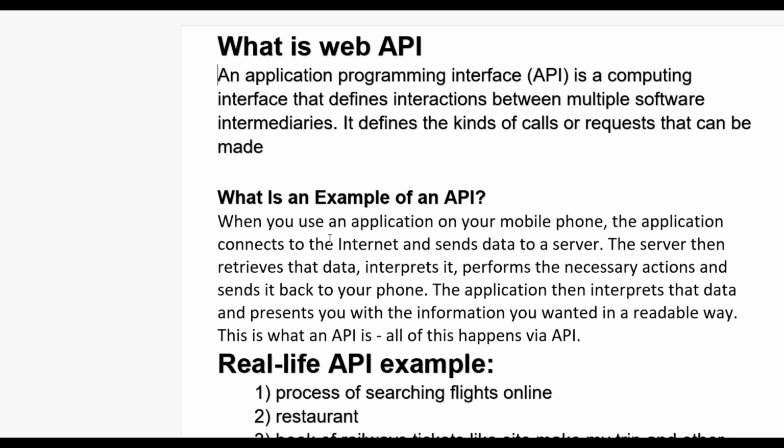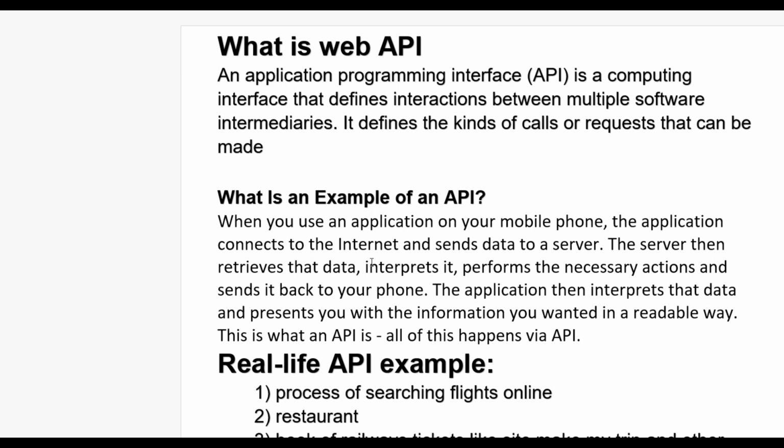Web API is an application programming interface. It is a computing interface that defines interactions between multiple software intermediaries. It defines the kind of calls or requests that can be made. What is an example of an API?